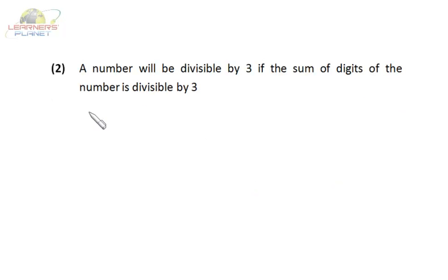Now, let's discuss the divisibility test of 3. A number will be divisible by 3 if the sum of digits of the number is divisible by 3. Let's take one example. Suppose I have a number 234. How would I come to know whether this number is divisible by 3 or not without actual division? So, kids, just add up the digits. It's 2 plus 3 plus 4. It's 4 and 3, 7, plus 2, 9.